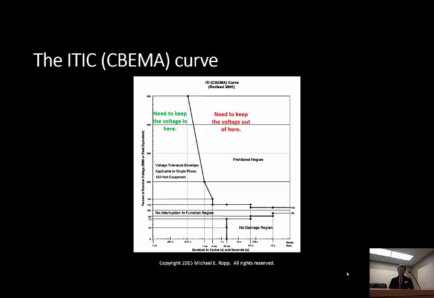The problem is we really don't have the type of acceptance criterion that we would like for this kind of situation. We're all aware of the ANSI C84 standard that gives us the A and B operating ranges for voltage, but that's a steady state standard, so it's not really applicable to this situation. The criterion that we tend to use is the CBEMA curve, the ITI curve, which is the one that's on the screen in front of you. Many of you are probably already familiar with this.